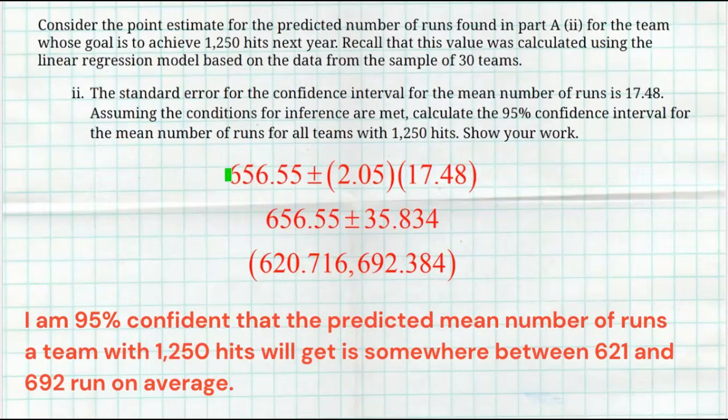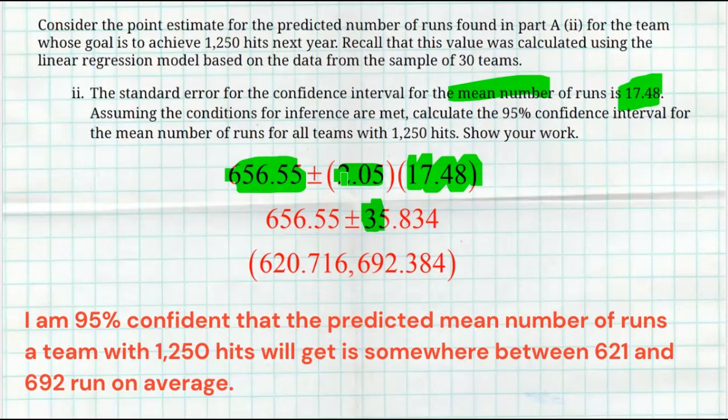So here it is. We're going to take our point estimate. Remember, this was the number of runs for teams that have 1,250 hits that we calculated back in part A. We're going to add and subtract our critical value, our t-star that we just got, 2.05, and then multiply it by the standard error that they gave us for the mean number of runs, 17.48. Multiplying that together, we get 35.834. Add it, subtract it, we get an interval of about 621 to 692 runs. So I'm 95% confident that the mean number of runs a team with 1,250 hits will get is somewhere between 621 and 692 on average.